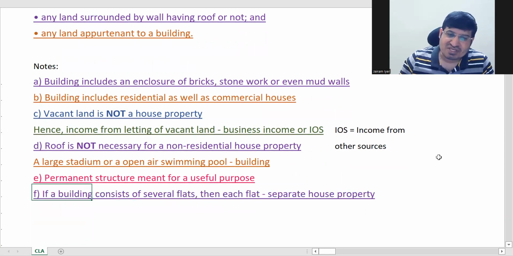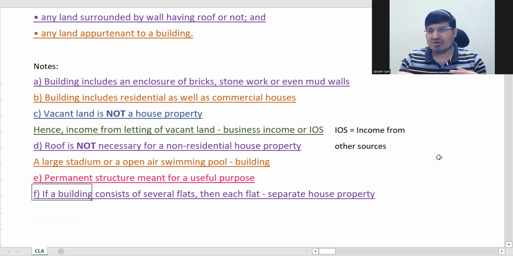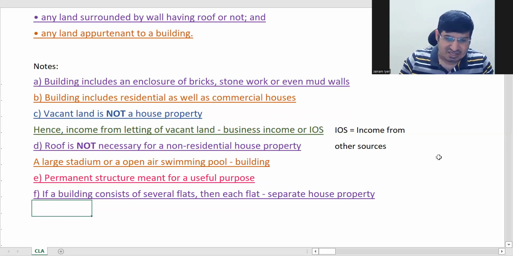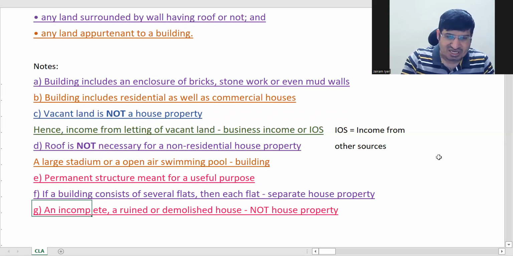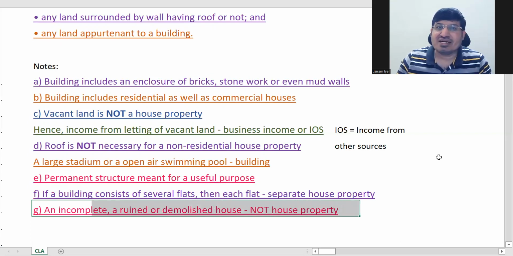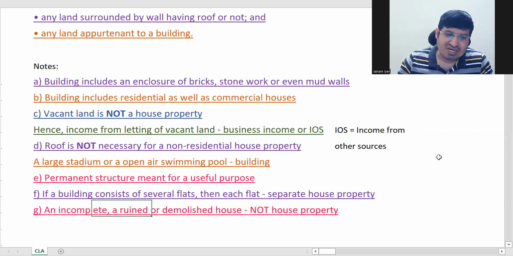Then if a building consists of several flats, then each flat is a separate house property. We all know that because in apartments, each of your flats is a separate house property. That's what is being mentioned. An incomplete, ruined or demolished house is not a house property. Anything which you cannot use and get rent from, if it has no value for rent, will not be treated as house property. Incomplete, ruined or demolished house which cannot be used for dwelling.